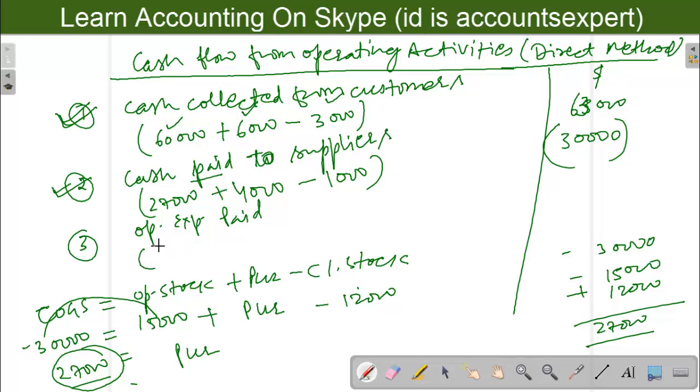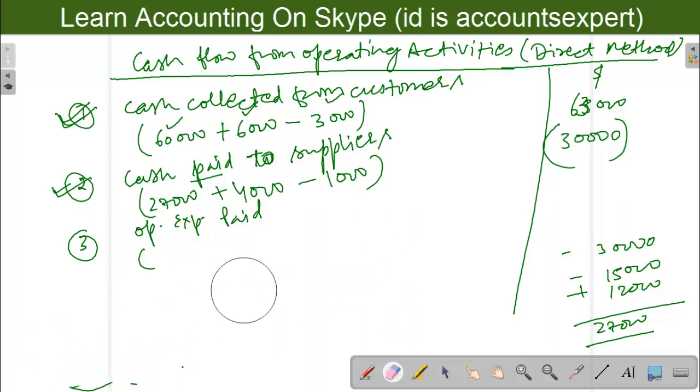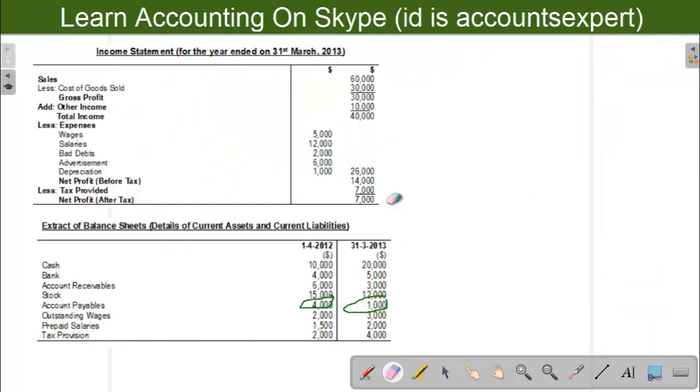And what is the formula for that? Total operating expense as per the income statement. So see in the income statement, from the expenses we have to find out operating expenses. Wages is operating, salary is operating, bad debts we will not take because bad debts is a non-cash item. Advertisement is operating, depreciation also we will not take because it is a non-cash item. We are preparing the cash flow statement, so in the cash flow statement there is no place for non-cash items.